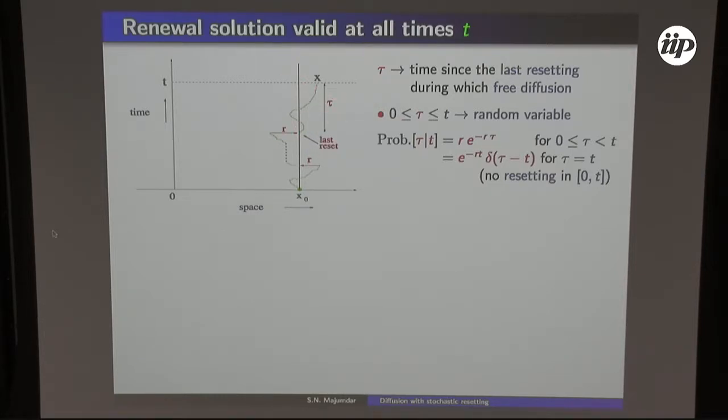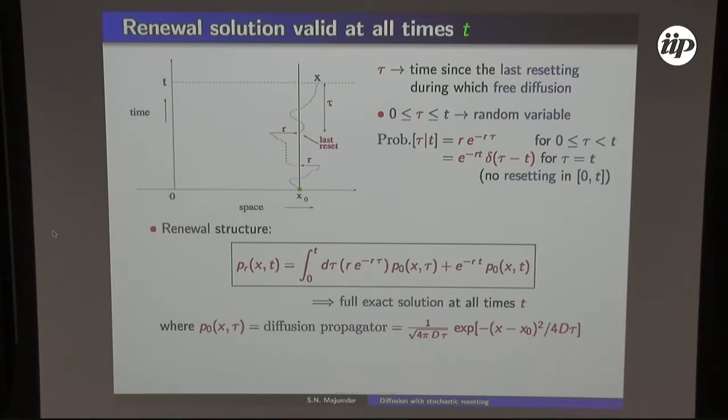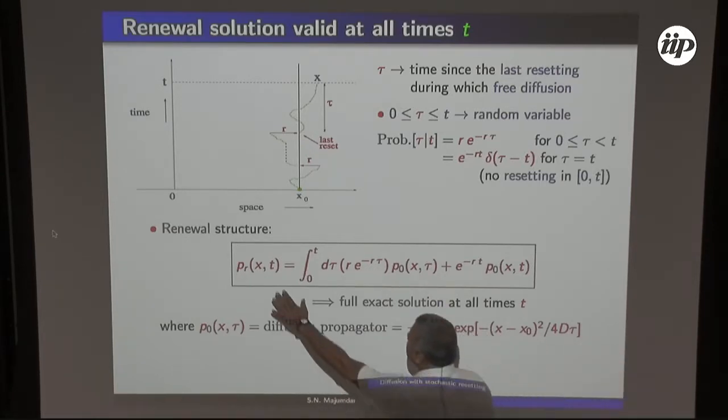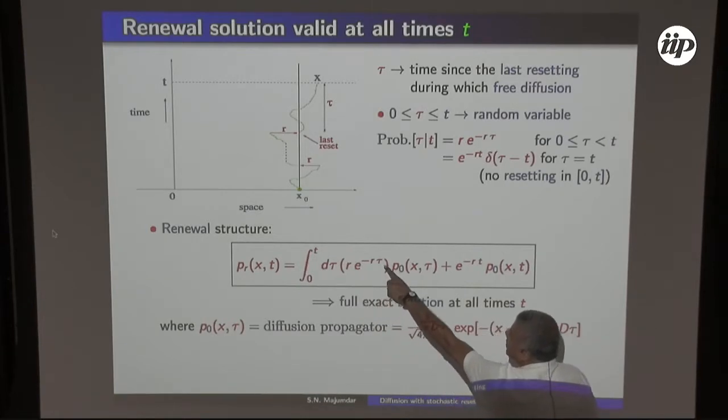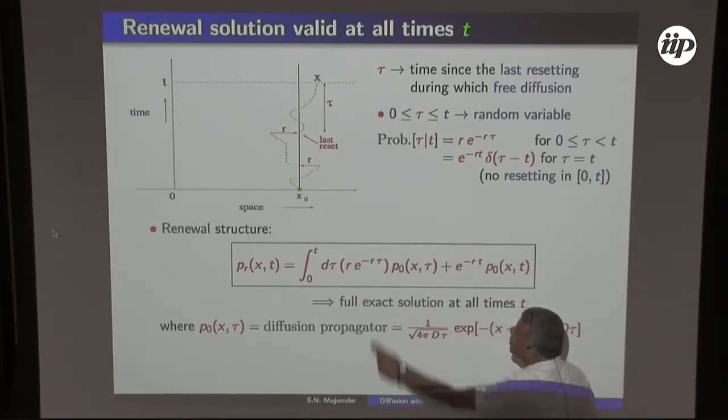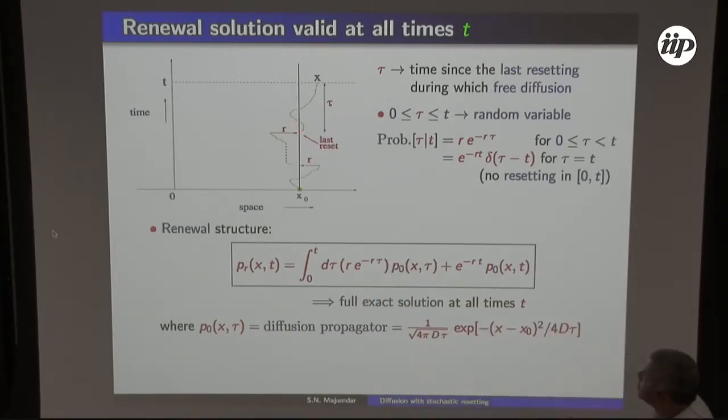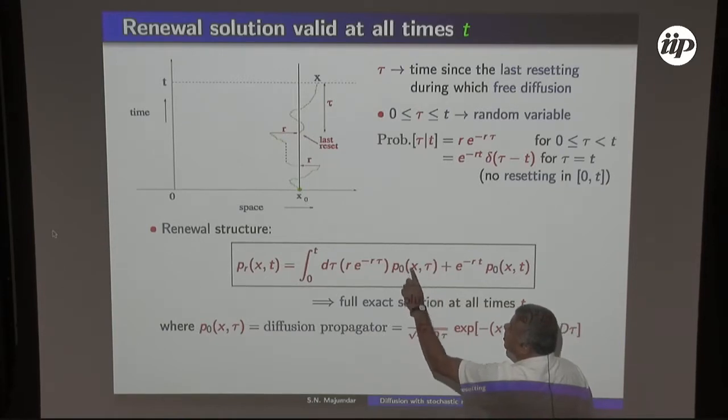Once I know that, then it's very easy to write down the full solution at time t. Let's say τ is the time at which the last resetting happened. Now, once the last resetting happened, it's a totally Markov process. So essentially, after that, it's a free evolution, right? So during this time τ, it will just evolve without resetting.